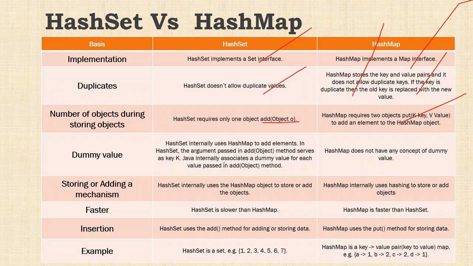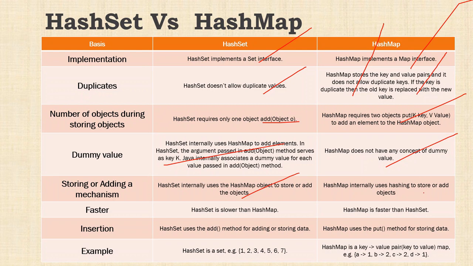So actually HashSet internally uses HashMap. At the place of the value it uses a dummy value. The value you are storing in HashSet will be stored as a key in HashMap, and the value will be a dummy value. HashMap does not have any concept of dummy value, so you have to store both key and value in case of HashMap. So HashSet internally uses the HashMap object to store, add, or remove objects.